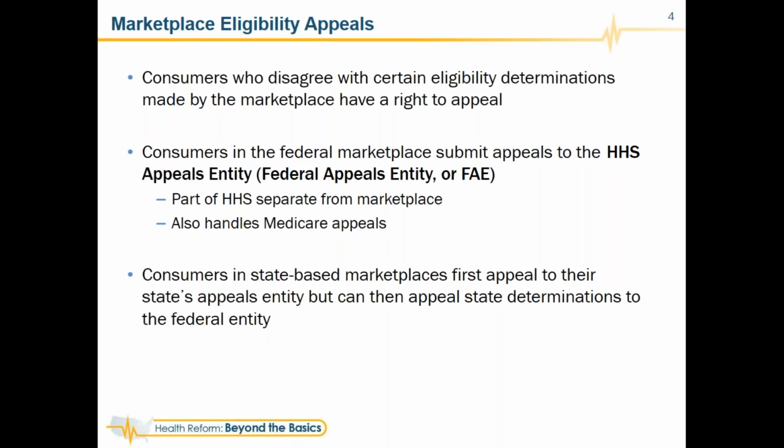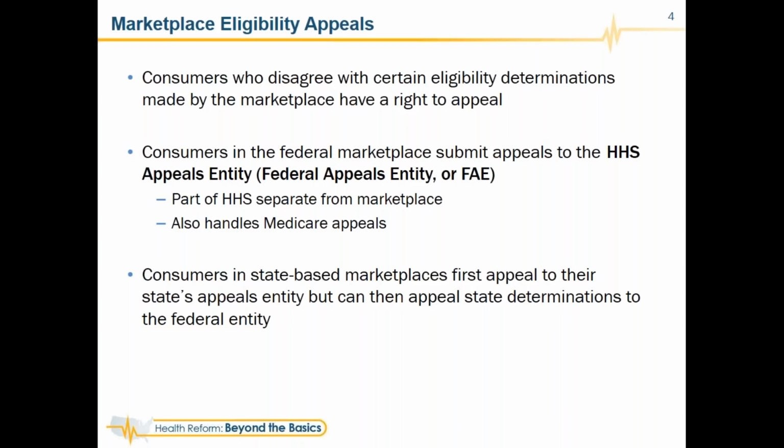Some of this will also be applicable to state-based marketplaces, but primarily consumers and assisters in state-based marketplace states should become familiar with the processes that apply to that state. Once final decisions are obtained from a state-based marketplace, those are appealable up to the federal appeals entity at the federal level, but consumers must first go through the basic processes of filing an appeal and attempting to get a resolution in a state-based marketplace. So again, most of what we'll be talking about today is the Department of Health and Human Services Federal Appeals Entity, or FAE for short.